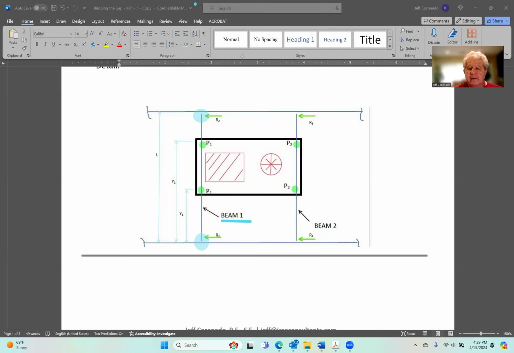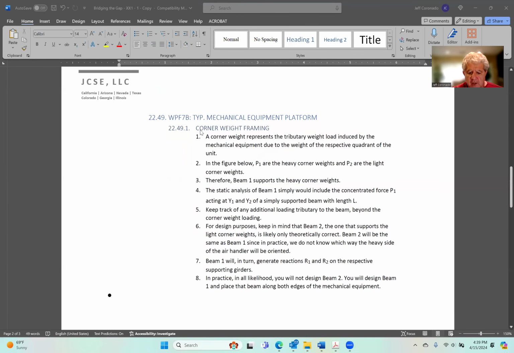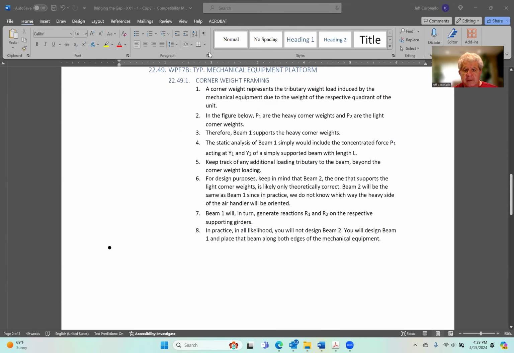Let me see if I can clear this and get back to our notes. So beam one will in turn generate reactions R1 and R2, okay? In practice, in all likelihood, you will not design beam two. Right, we've covered that, right? You will design beam one and place that beam along both edges of the mechanical equipment, okay? Covered that.